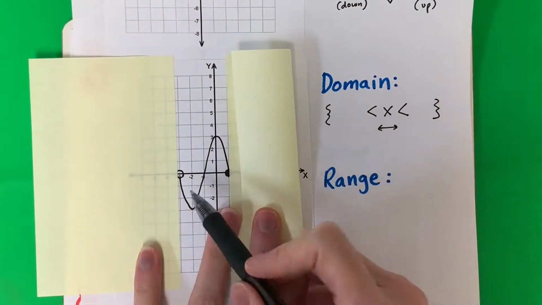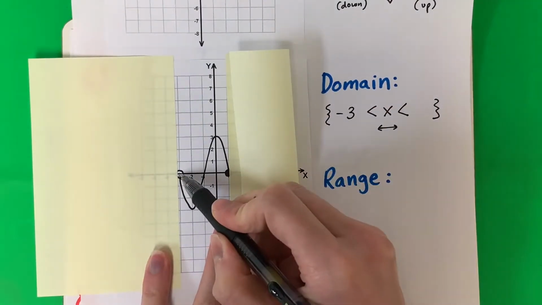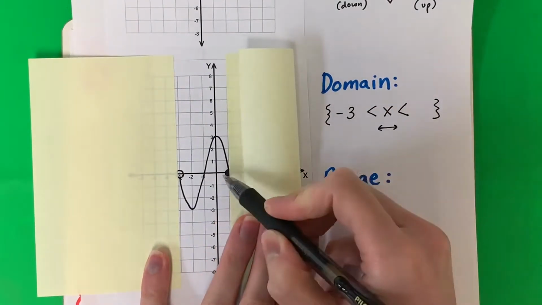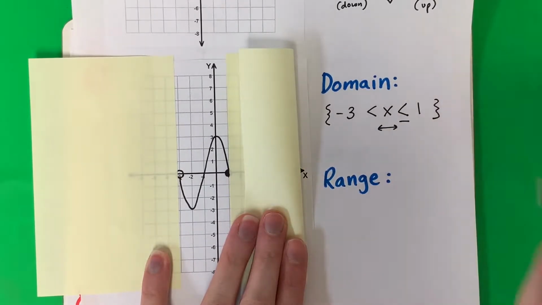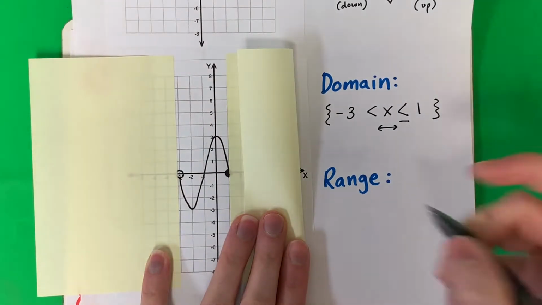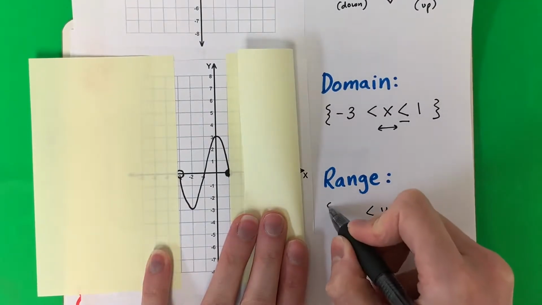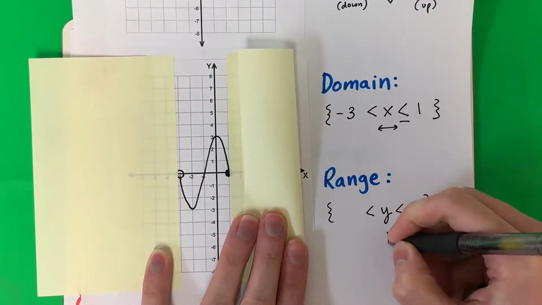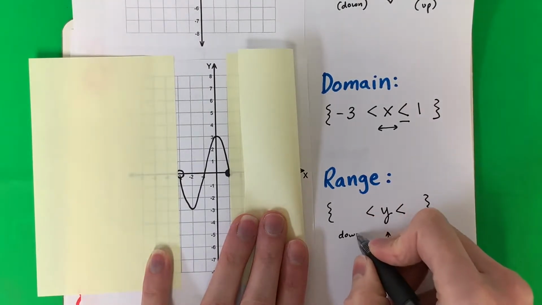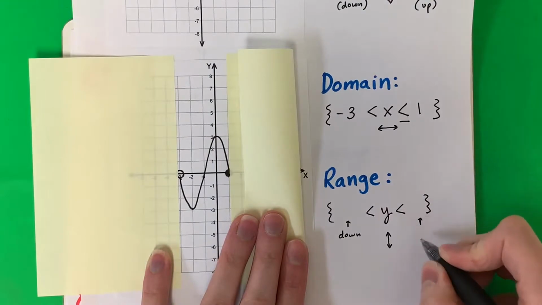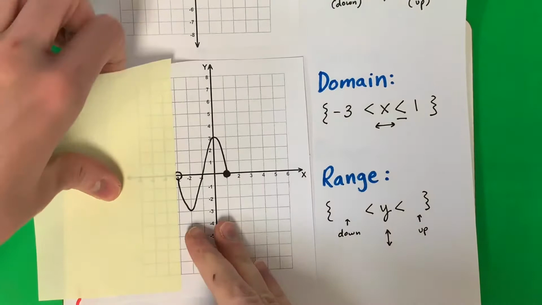So here, my number is -3. No color, no line. And this number is 1. Yes color, yes line. Now for the range. Range is Y, less than and less than, with the braces. Y is up and down. Remember, on the left is going to be the down because it's the small one, and on the right will be the up because that's the big one.